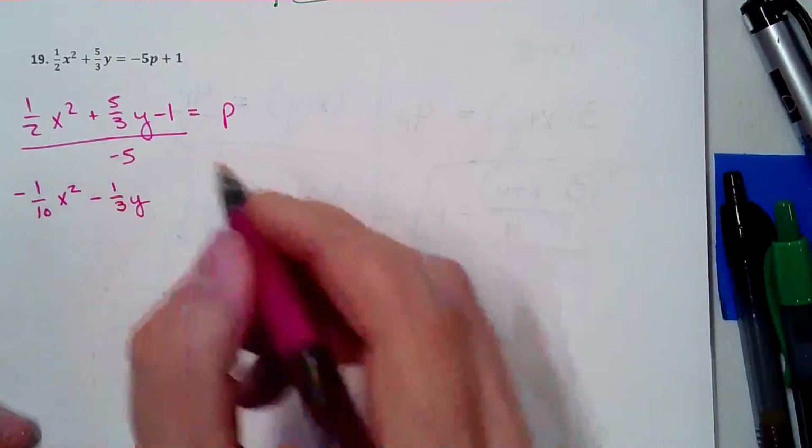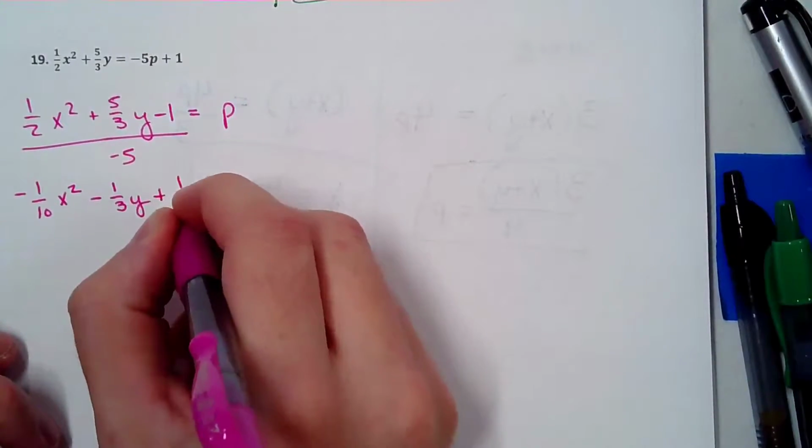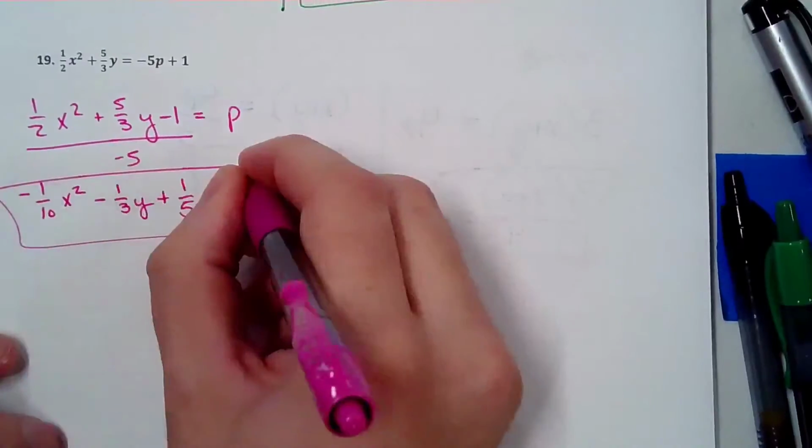And then we have -1 divided by -5. First of all, is it positive or negative? The answer is going to be positive, right? So it's a 5th. That's p.